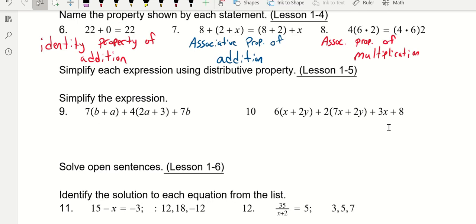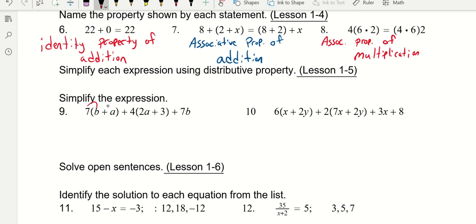Simplify each expression using the distributive property. Okay, so here we have in a group b plus a. So these two terms inside the parentheses, they have to be separated by addition or subtraction. If it's separated by multiplication, we do not use the distributive property. Only when there's addition or subtraction in the parentheses.